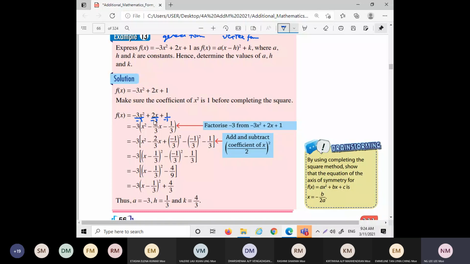Therefore, this one you get 1, this one you get -2/3, and this one you get -1/3. This is how you get this when you factor out -3 outside. Factor -3 from this.